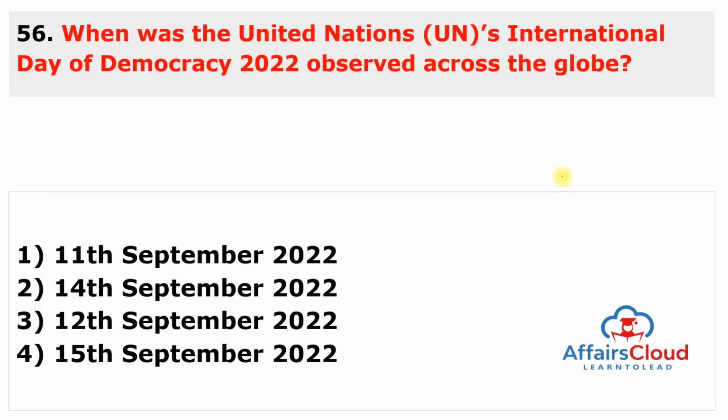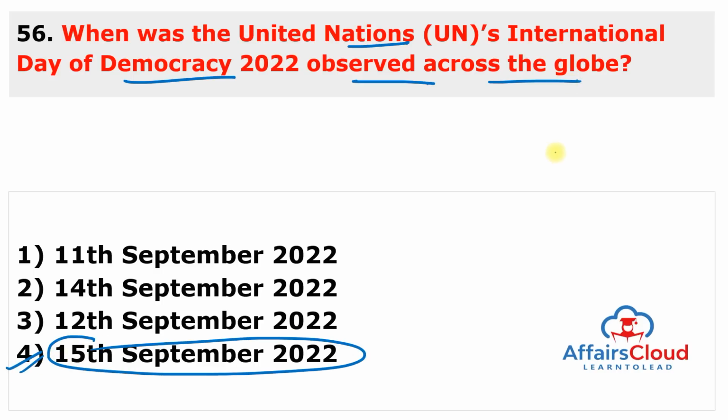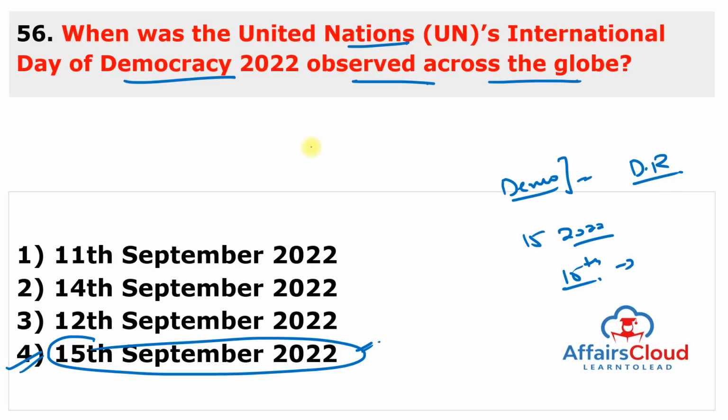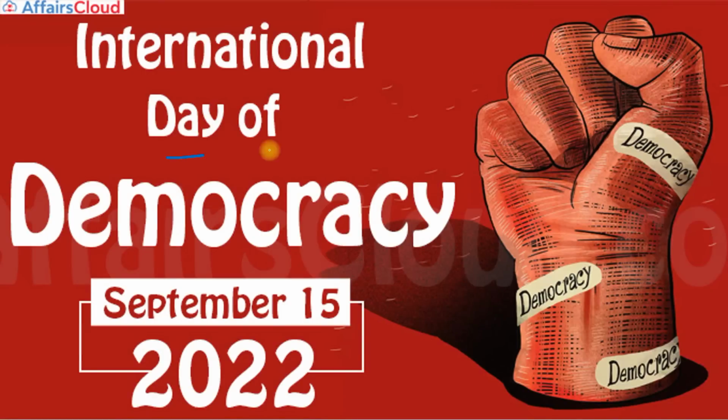Moving to next question. When was the United Nations International Day of Democracy 2022 observed across the globe? Very important question, and this was observed on 15th of September 2022. So, answer of this question is 4. So, United Nations International Day of Democracy is observed across the globe on 15th of September to mark the importance of democracy and create awareness among people about democratic rights. And 15th September 2022 marks the 15th anniversary of the International Day of Democracy. And the first International Day of Democracy was observed in the year of 2008. So you can see here, this is International Day of Democracy, 15th of September 2022.